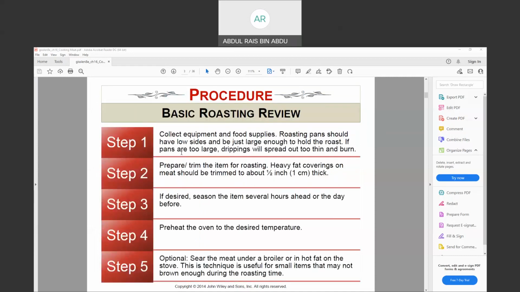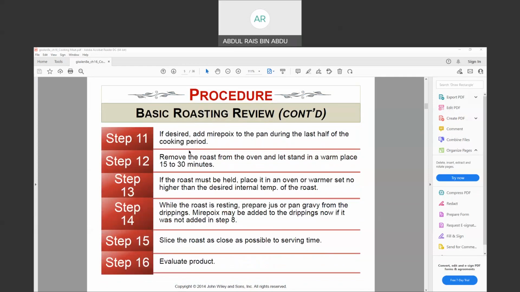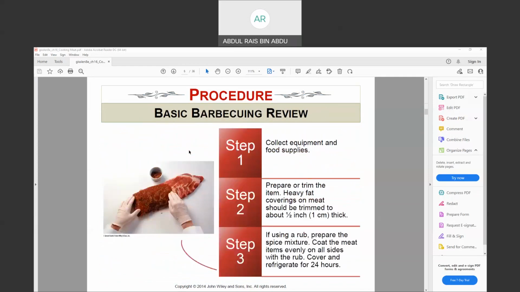These are basically the steps, or general tips or rule of thumb, that you can follow if you want to roast or do barbecue for meat. The process and its description are rather long. So this one I suggest you read by yourself.